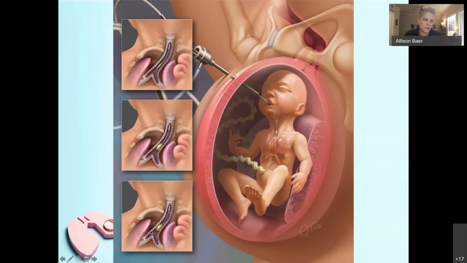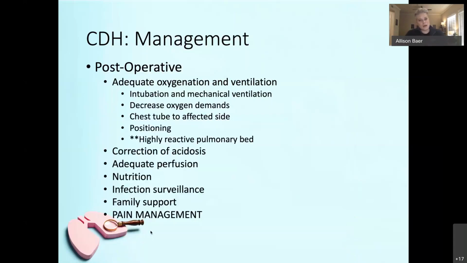So that was kind of interesting. You probably won't see a question on that though. So postoperatively, again, same things. Make sure the oxygen ventilation is good. Unfortunately, these kids, depending on how severe it was beforehand, can still be very sick afterwards.